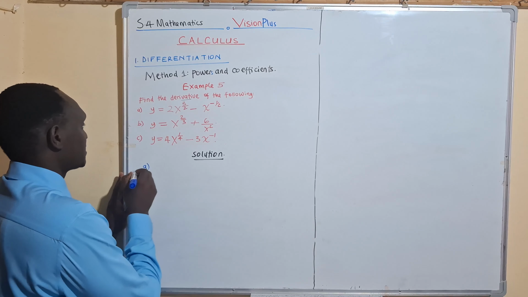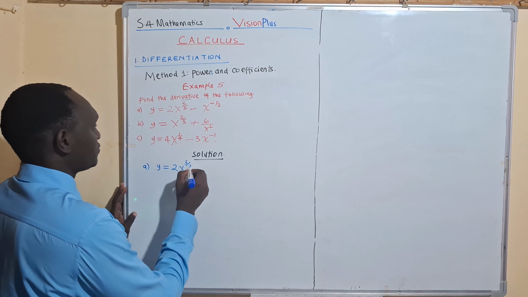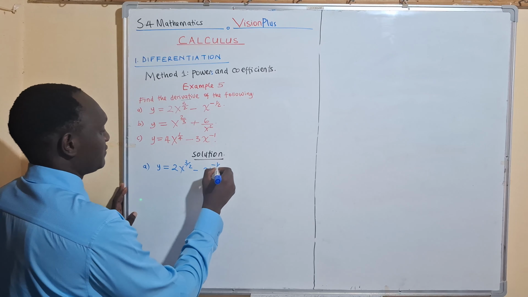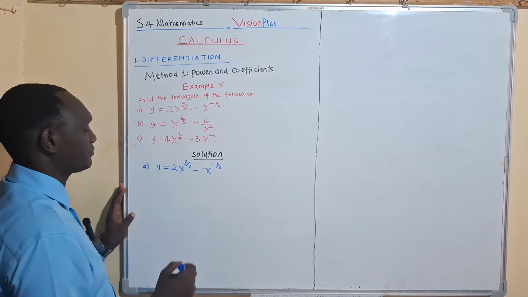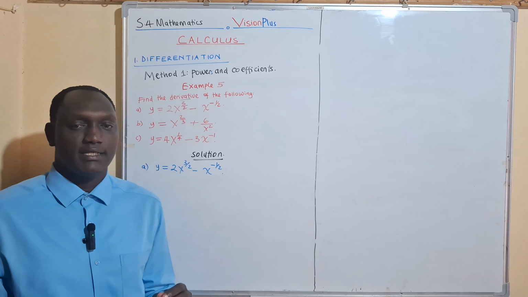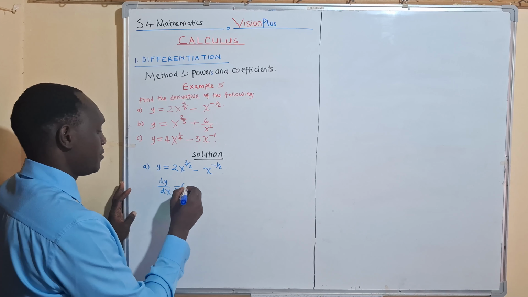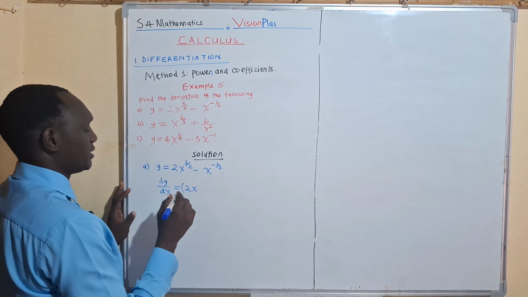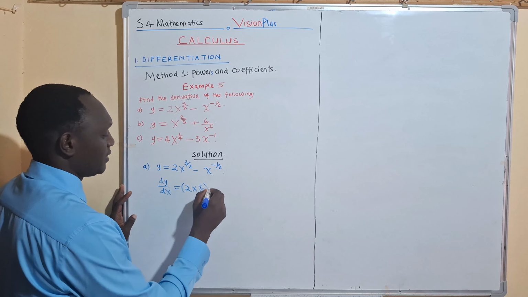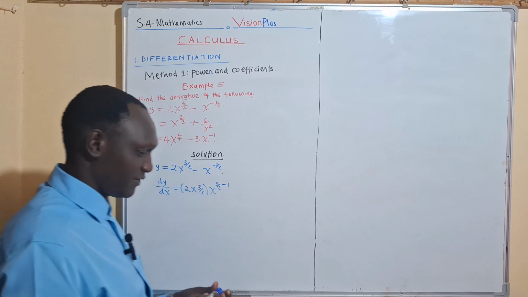Example 5, which is the last example, part A says y equals 2x power 3 out of 2 minus x power negative half. If we look here, there is no x on the denominator, and if x is not on the denominator, then we can proceed with our laws of powers and coefficients. So dy/dx becomes 2 times, you drop the power, which is 3 out of 2, x. What is now the new power of x? It becomes the whole power 3 out of 2 minus 1. We have differentiated the first term.